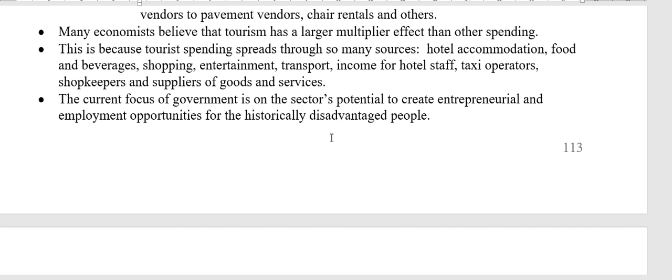All right. This is because tourist spending happens through so many different sources. It's not just one thing that people are spending money on, right? They spend on accommodation, they spend on food and beverages, they shop at our retailers, they buy curios, they buy gifts, they pay for entertainment, they pay for transport. It provides income for the hotel staff, anybody that's directly or indirectly involved in the tourist industry, the suppliers of goods and services. It just affects so many different industries that jobs can be created in many different industries.